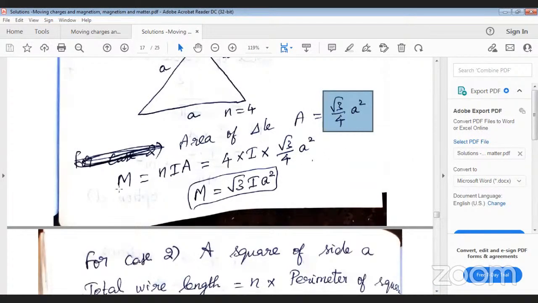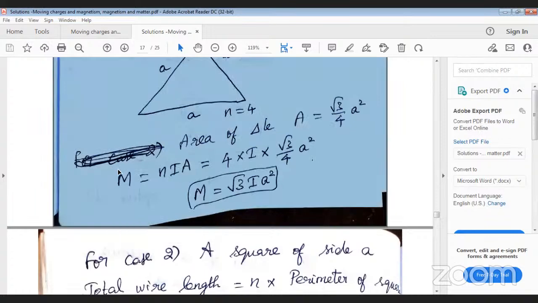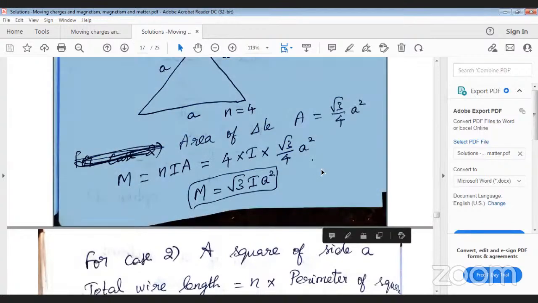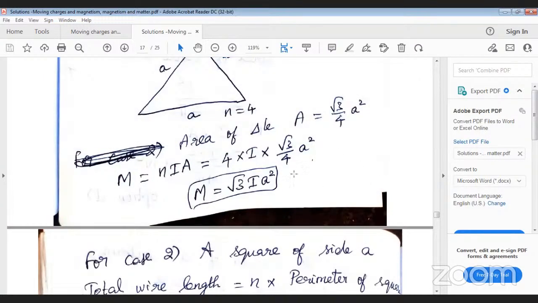And now the magnetic moment formula, M equal to NIA. So for this equilateral triangle, N equal to 4 into I into area, which is root 3 by 4 a square. That will give you root 3 I a squared, or root 3 Ia square. This is the first case.